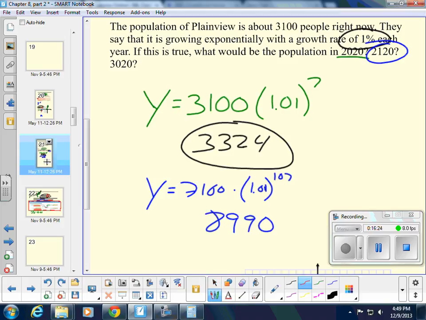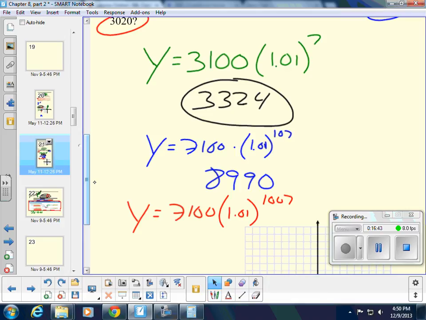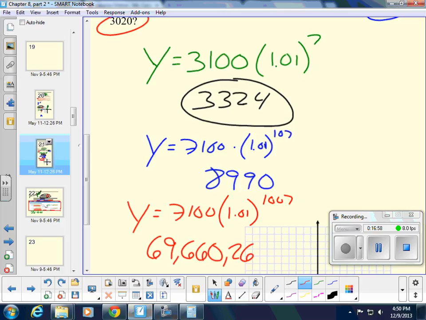And if I want to do it for the very last one, what about in 1,007 years? Which again, maybe a little unrealistic. But let's see what it gives us if this kept going at this rate. 1% for 1,007 years. If we punch that in, we take 1.01 to the 1,007th power first, and then times that by 3,100. For this one, I'm getting 69,660,260 people. So again, exponential growth, there's a good example right there.